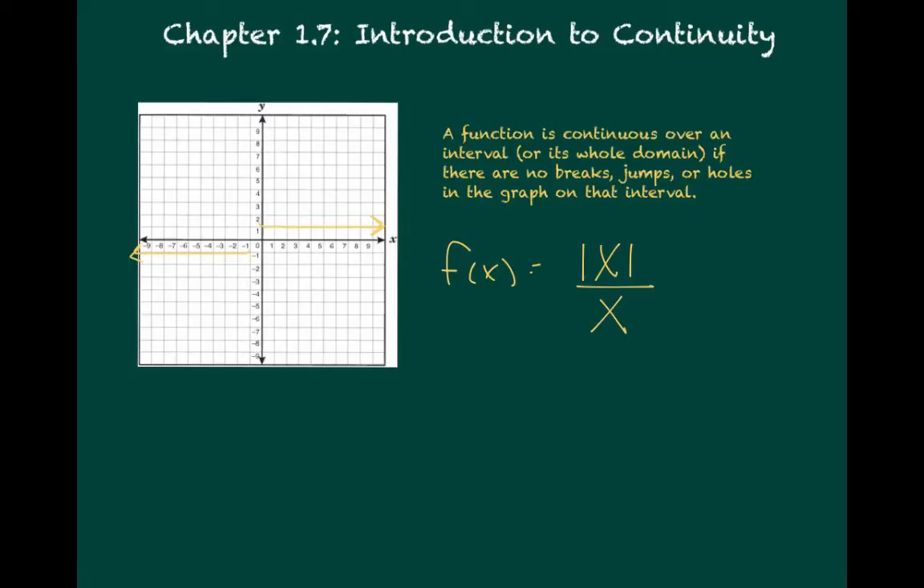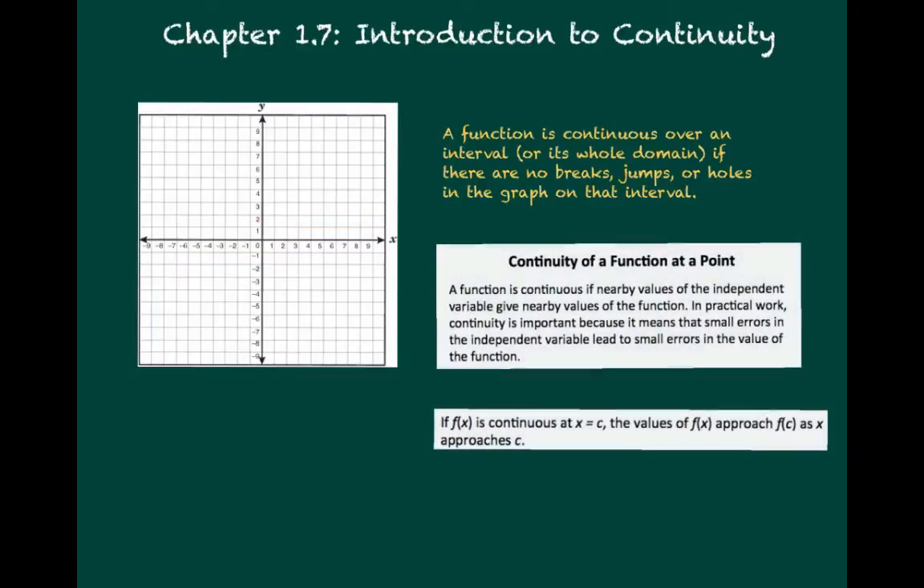But right at 0, we're going to have a hole. So I'm going to put a circle there to show that there is a jump in the graph at 0. And in fact, there's also a hole in the graph at 0. So this would be a non-continuous function. All right, now let's take a look at what a continuous function would look like and why this idea of continuity is important. Okay, let's look at a function.